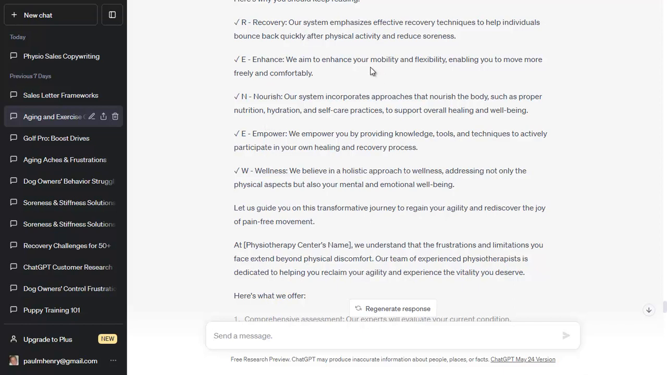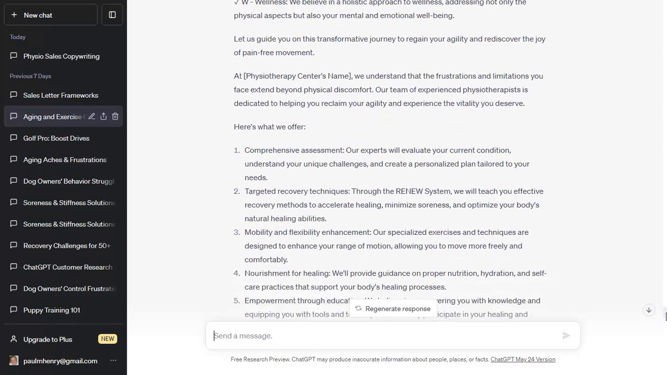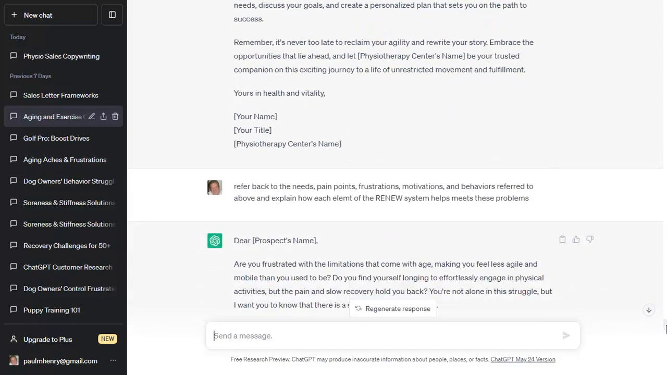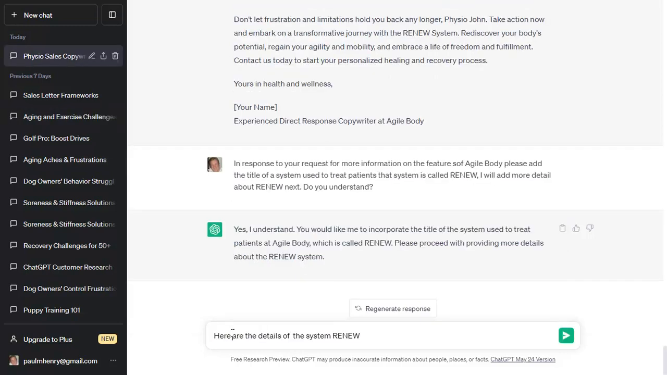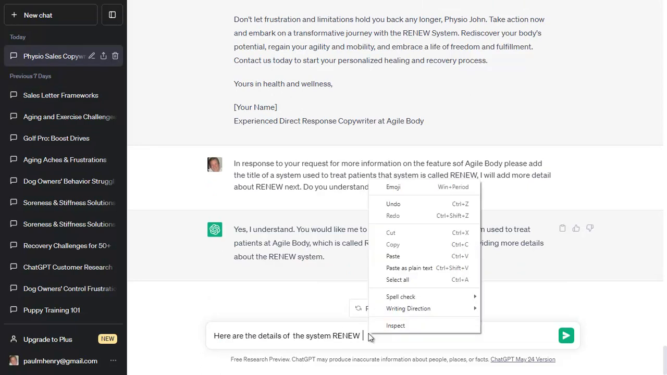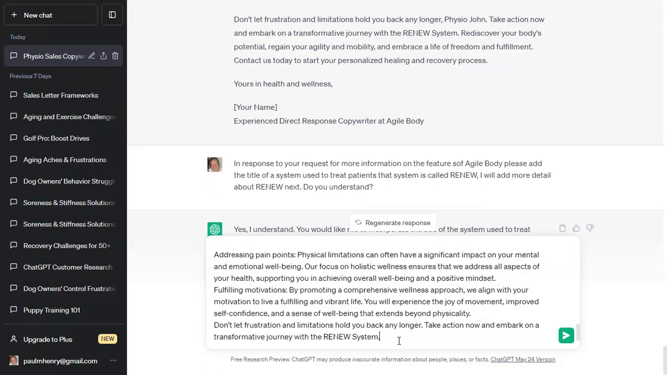But there wasn't a great deal of information in it. So offline, what I asked ChatGPT to do was add more information to it. So I said, refer back to the needs, pain points, frustrations, motivations and behaviours, which is, of course, what we've just copied into Physio John's persona. Okay, so I've typed in, here are the details of the system Renew. I'm going to copy and paste it, and just add to it.